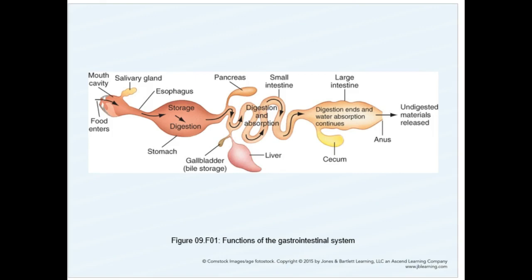The pancreas secretes digestive enzymes into the GI tube. The small intestines is going to digest and absorb. This is where the majority of our food absorption happens, in the small intestines. The gallbladder stores bile, the liver creates it, and bile helps to absorb fats and emulsify them. The large intestine is where digestion ends, but this is where the majority of water absorption occurs. There's that outpocketing of the cecum, and there's the anus, through which undigested materials pass as feces.